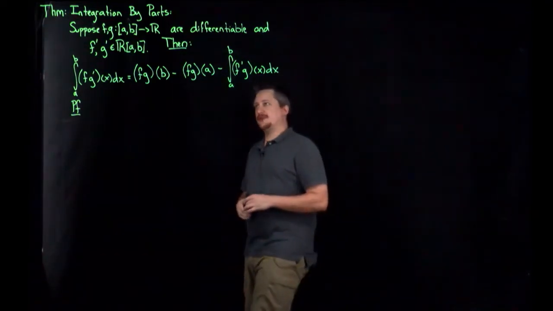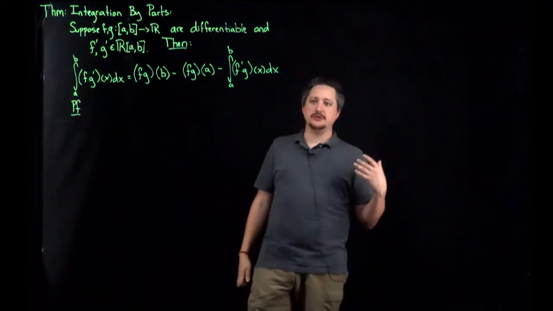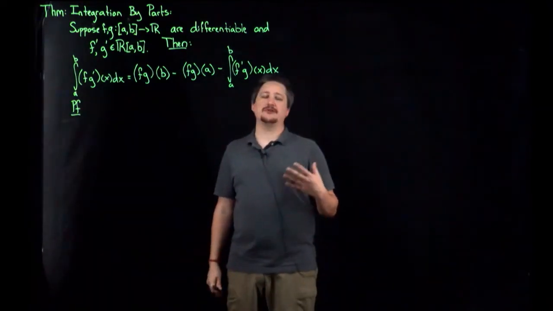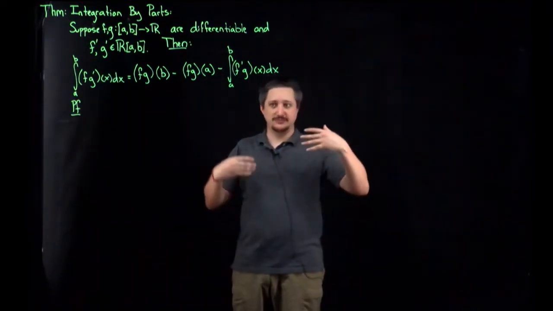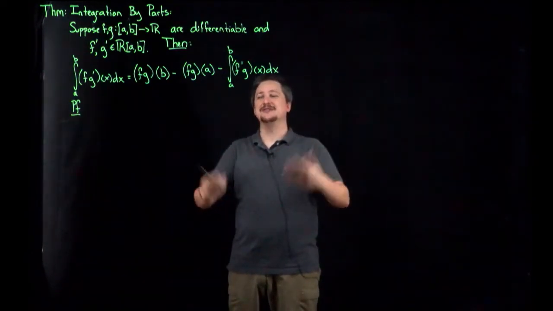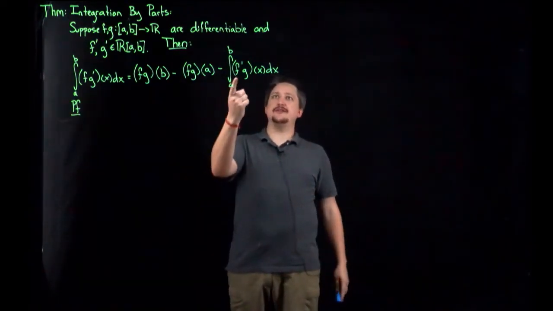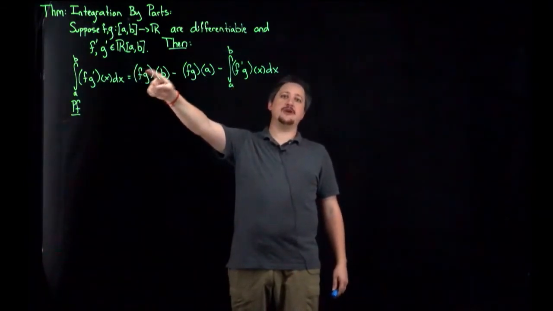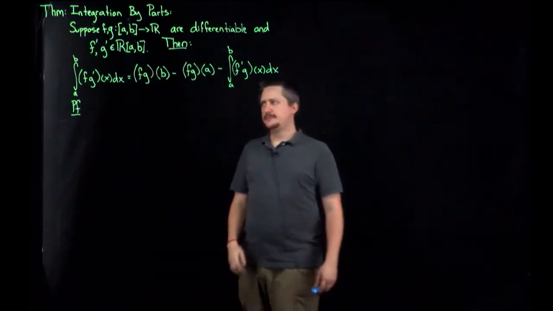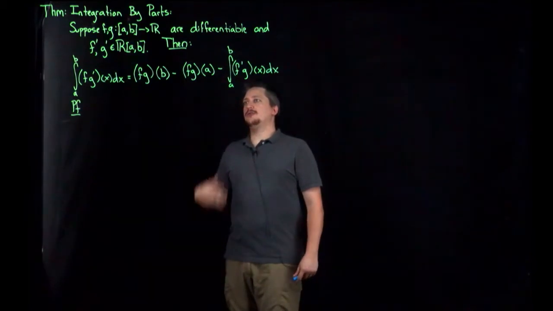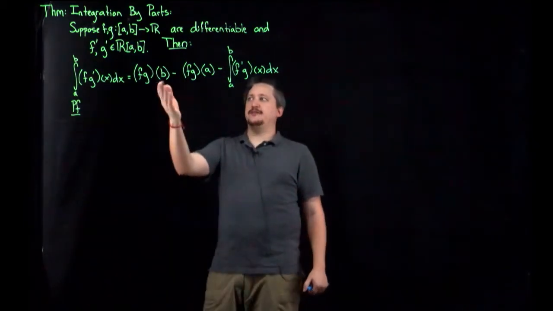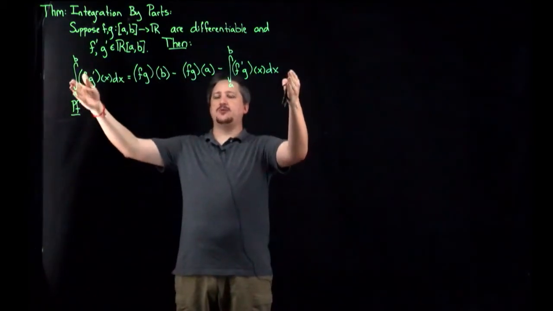We're supposing these things are differentiable, and as we made a note earlier, just being differentiable isn't enough to claim that the derivative is Riemann integrable. So on top of saying that they're differentiable, we're also saying that their derivatives are Riemann integrable. So the result then is saying if we have all that stuff, then we have this identity, this equality.